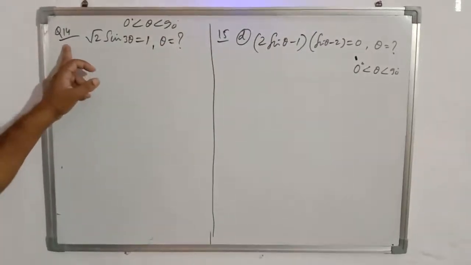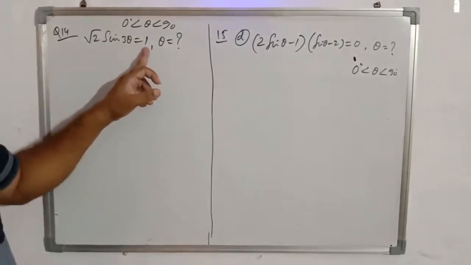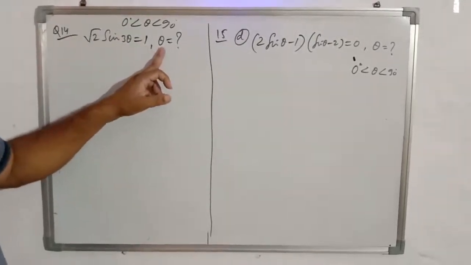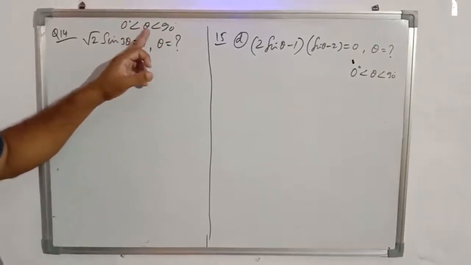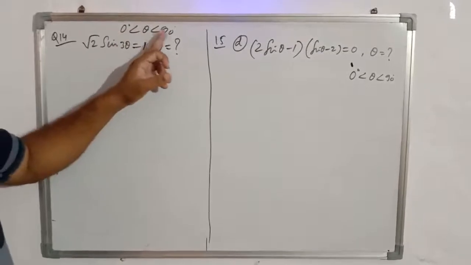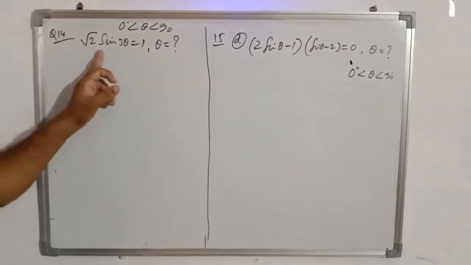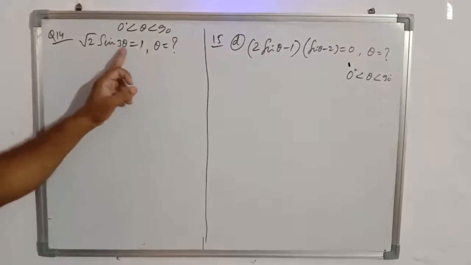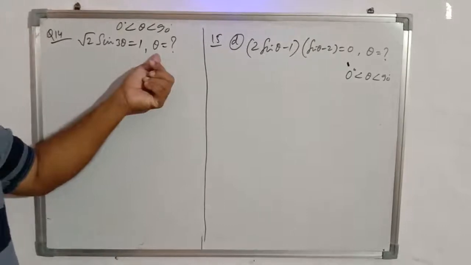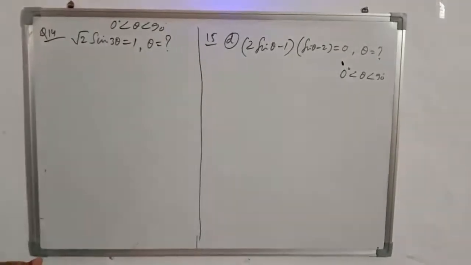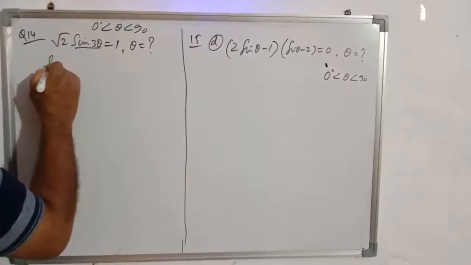Question number 14, one part is given: root 2 sine 3 theta is equal to 1. We have to find theta. And the range of theta is from 0 to 90. The value of theta lies between 0 degree and 90 degree, means we have to find an acute angle. And the equation is root 2 sine 3 theta is equal to 1. With the help of this equation, we have to evaluate theta. So how will we do it? Firstly find sine 3 theta. What will be sine 3 theta?